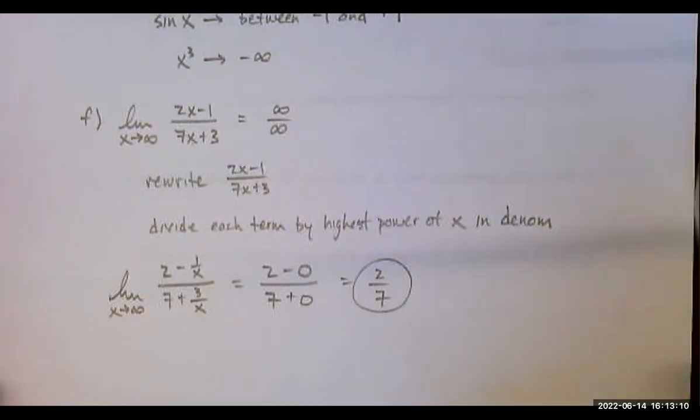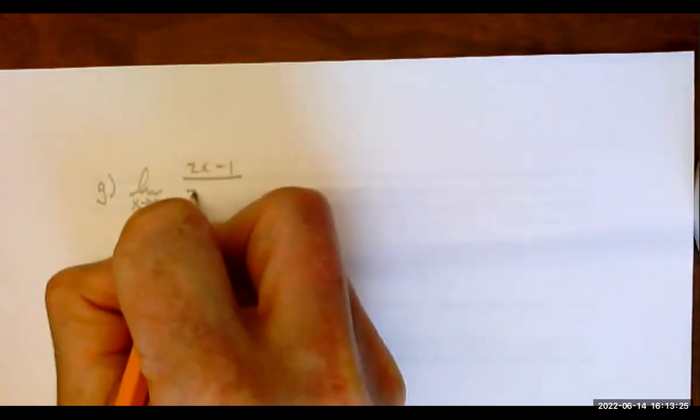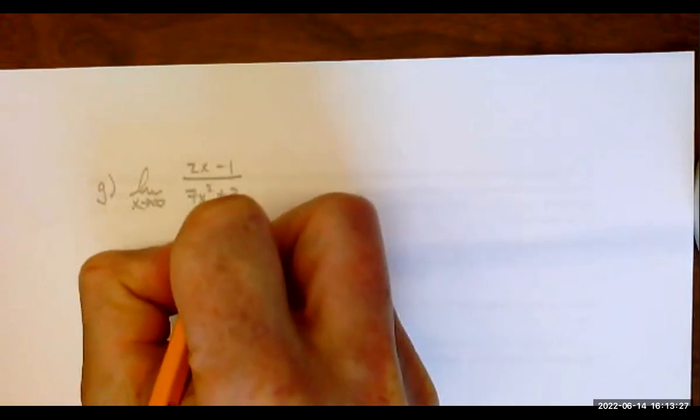Okay, very nice. Let's take a look at part G. The limit as x approaches infinity of 2x minus 1. We're just going to change this slightly. Let's make it 7x squared plus 3.